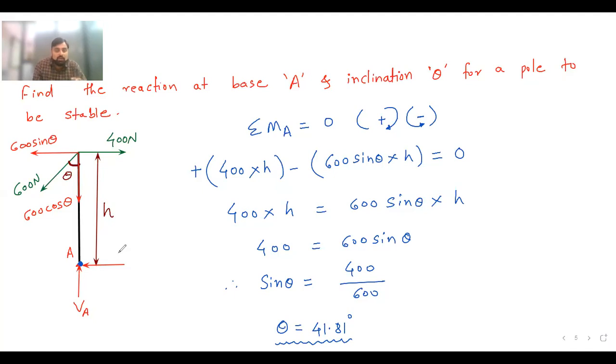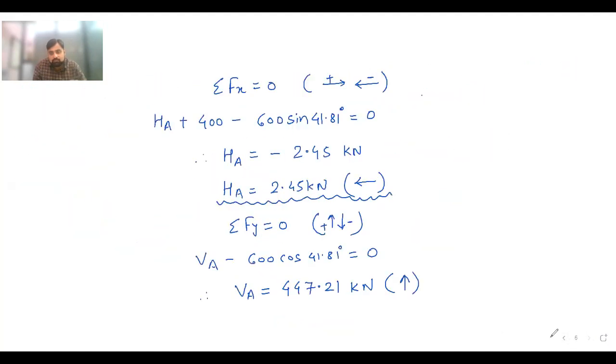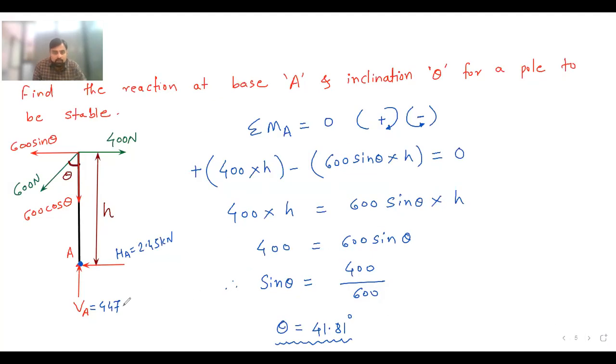Okay. So here I will write HA. What is HA? It is 2.45 kilonewton. And now what is the value of VA? What was the answer? 447.21. Okay. So 447.21 kilonewton. So these are the two reactions.